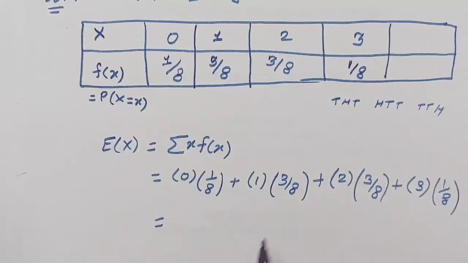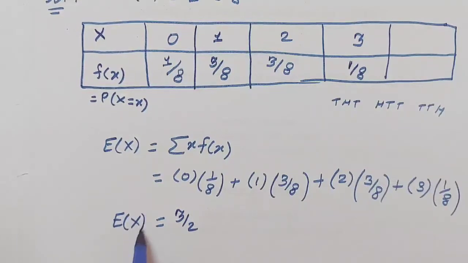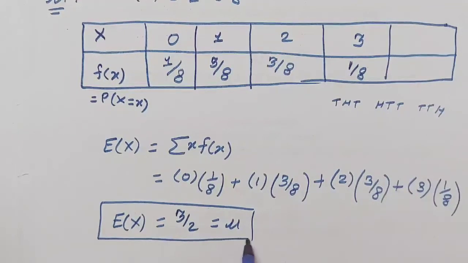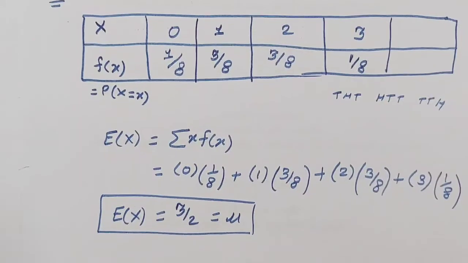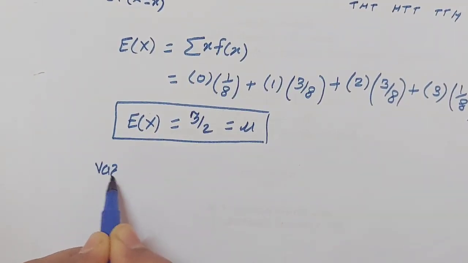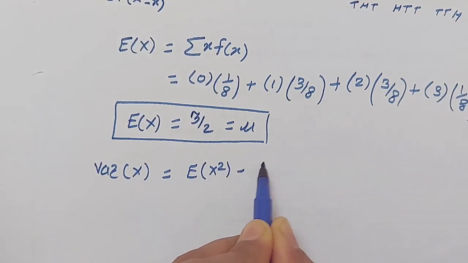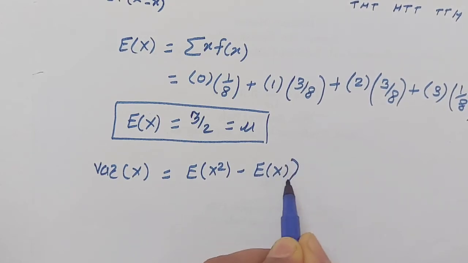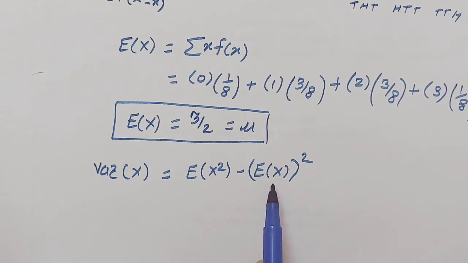If you simplify this term, it is 3/2. That means expectation of x, which is the mean of the probability distribution function of random variable x, is 3/2. Now next we want to find the variance of x. Here we know that variance of x is nothing but expectation of x square minus expectation of x whole square. We know the value of expectation of x, so we just have to find expectation of x square.